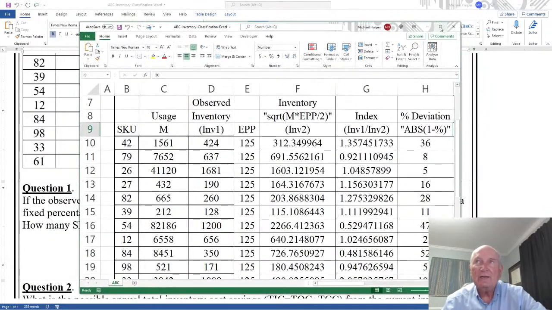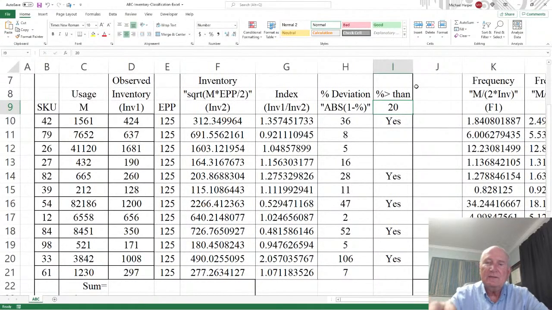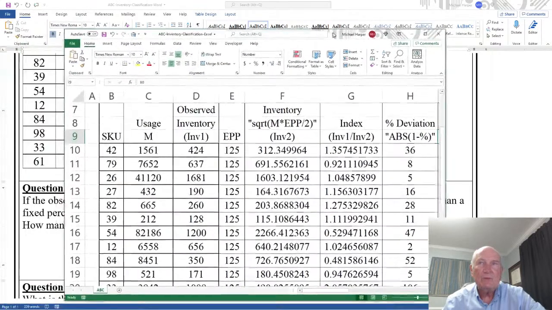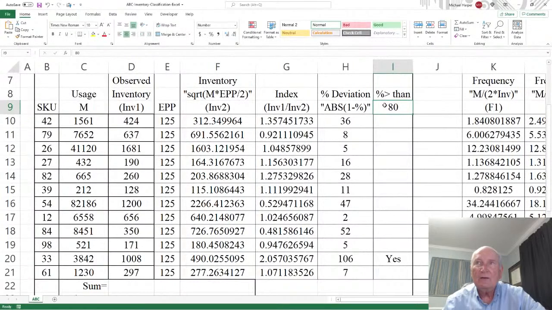Let's see what we got here. 50% is only 2. 60 is 1. 70, 80% is only 1. Yep. So it's 5, 2, and 1. There we go. So I don't know where 4 came in. Well, let's see. 10, 20, 30. 30% is 4. Okay. But anyway, you get the idea. Okay, well, that's the first question.